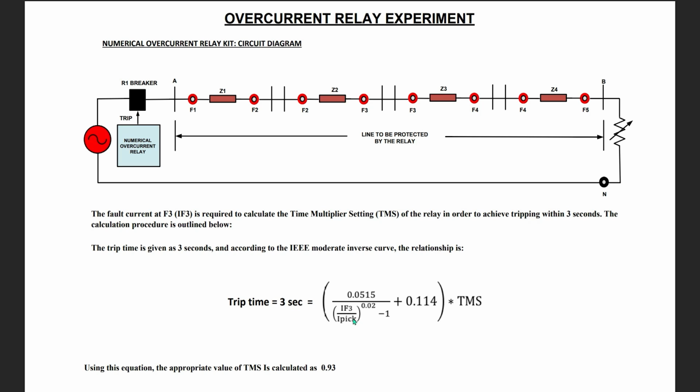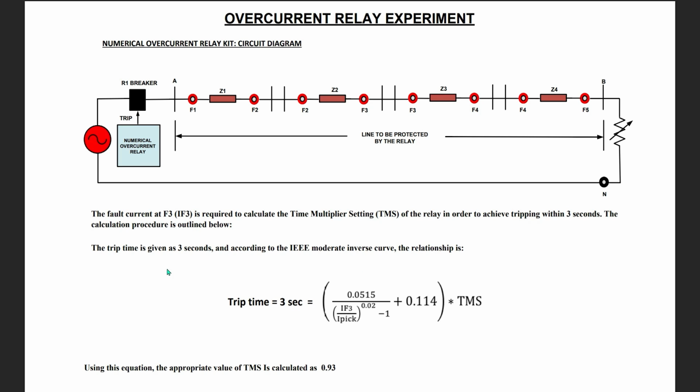The fault current at IF3 is required to calculate the time multiplier setting TMS of the relay, in order to achieve the tripping condition within 3 seconds as mentioned in the exercise. The calculation procedure is outlined below.